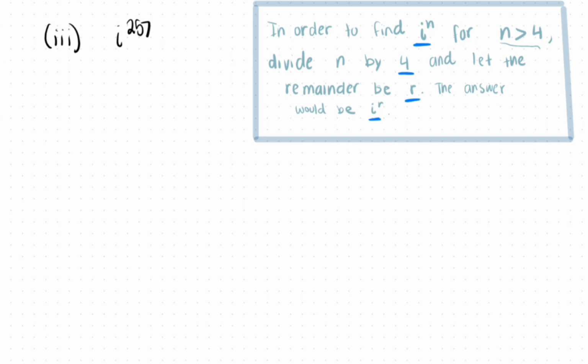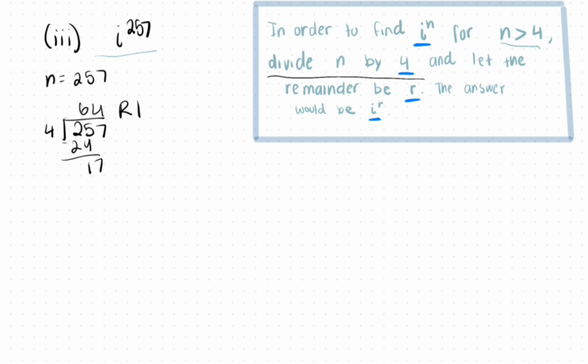So let's apply this to this problem. Over here we see that we first need to divide n by 4. n over here is 257. So let's divide 257 by 4. This is just going to be 64, and the remainder is 1. And let the remainder be r. So r is 1. The answer will be i to the power of r. We know that r is 1, and we know i to the power of 1 is simply i.